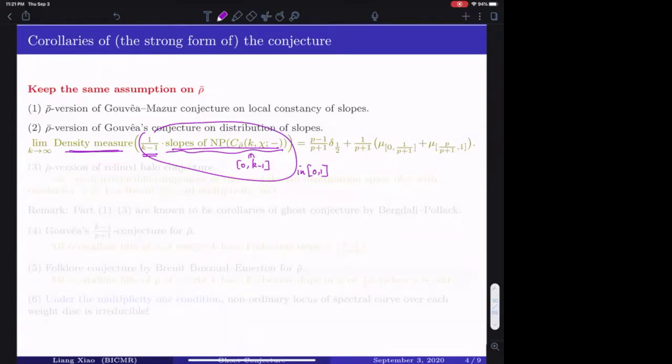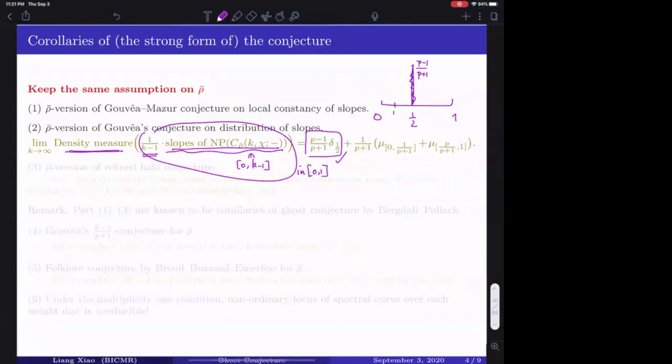And the Gouvêa conjecture at this limit will be the following. I have some sort of delta measure at 1/2. At 1/2, it's a delta measure with weight (p-1)/(p+1). This comes from those forms which are Steinberg at p. This is easy to see. It's also easy to see that this measure will end up being symmetric with respect to 1/2.